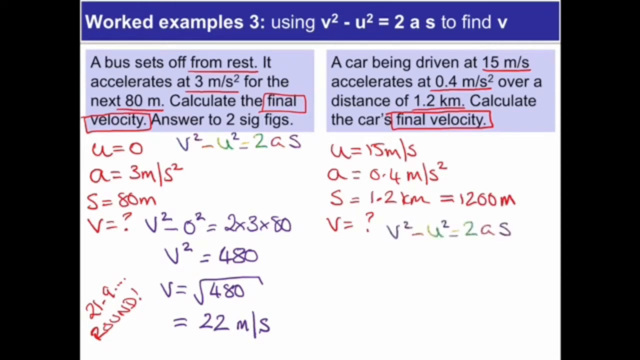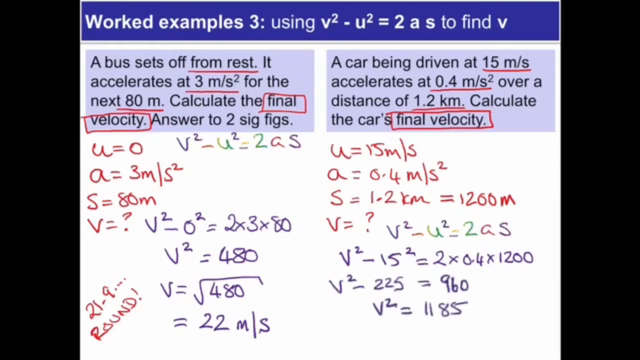Write down the equation. Substitute what you know. Work out what you can. So V squared minus 225 is 960. So that minus 225 comes over the other side, becomes plus 225. So V squared becomes 1,185. The square root of that, the final stage, comes out to be 34 metres per second.